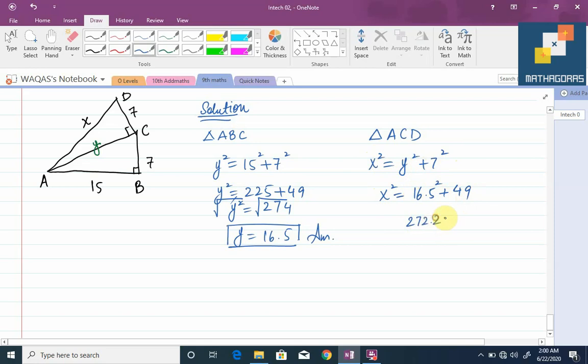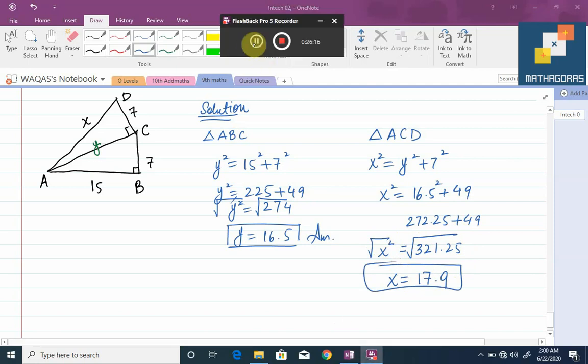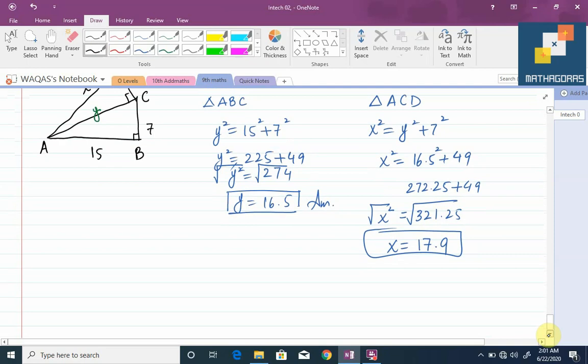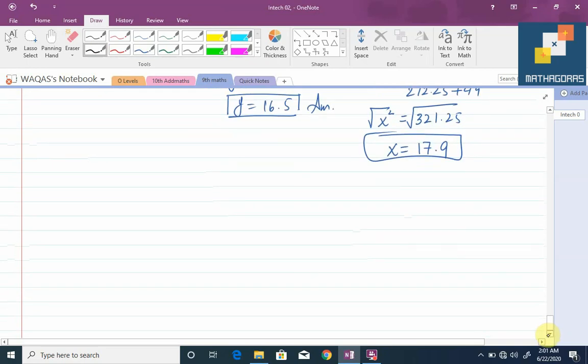272.25 plus 49. It is equal to 321.25. That is not the answer. You need to apply root on both sides. The final answer is 17.9. Right? I hope that this question is clear to you. Next example question.